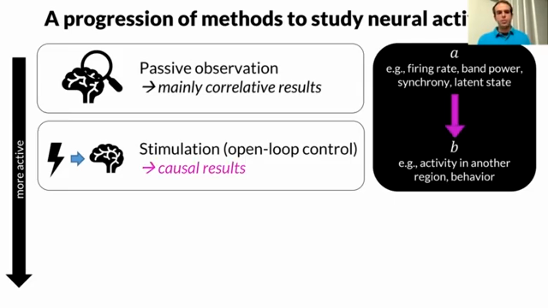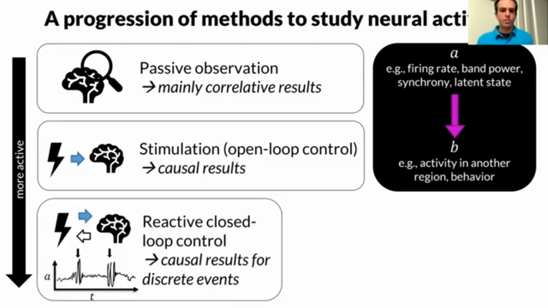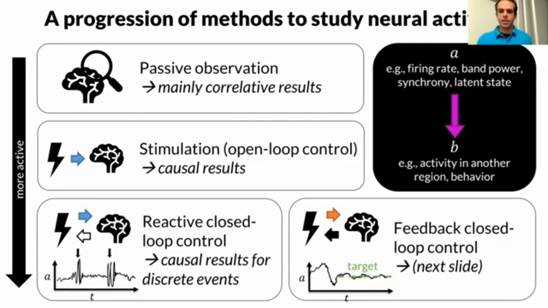Now, we can use even more active approaches of closed loop control to conclude even more. So one flavor of closed loop control is what we refer to as reactive control, where you're delivering some predefined stimulus in response to discrete events in A. This could be used for rejecting sharp wave ripples or seizures, for example. Now, the other kind is feedback control. This is used to drive the system to a target.